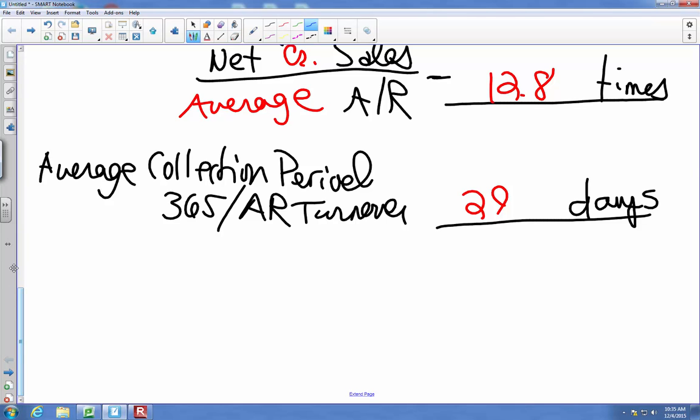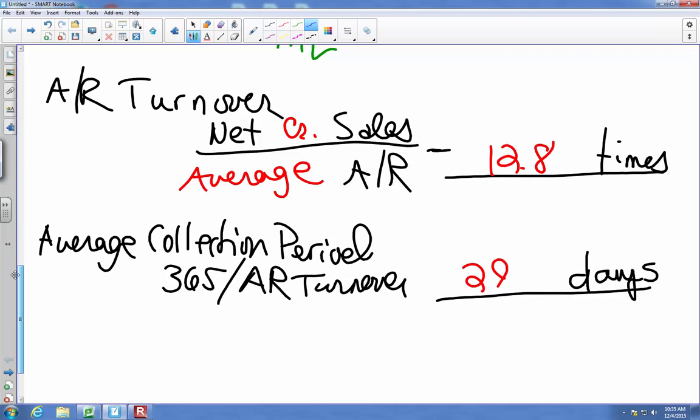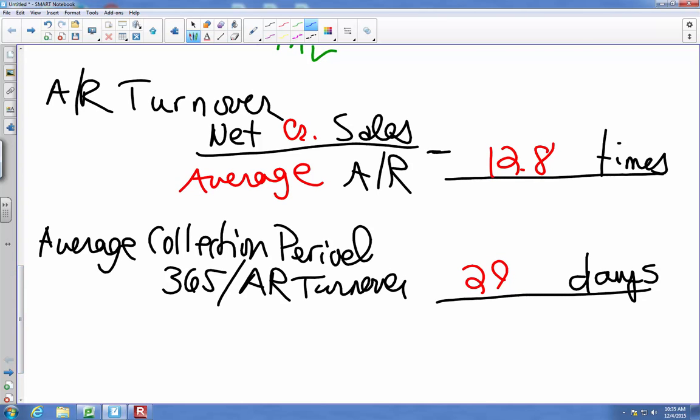On the first one, turnover is net credit sales. Net, meaning after what? After sales returns and allowances and after sales discounts. I don't think I had any discounts on this one. And then the next question has got to be, what percentage of your sales are credit? And I told you 100%.